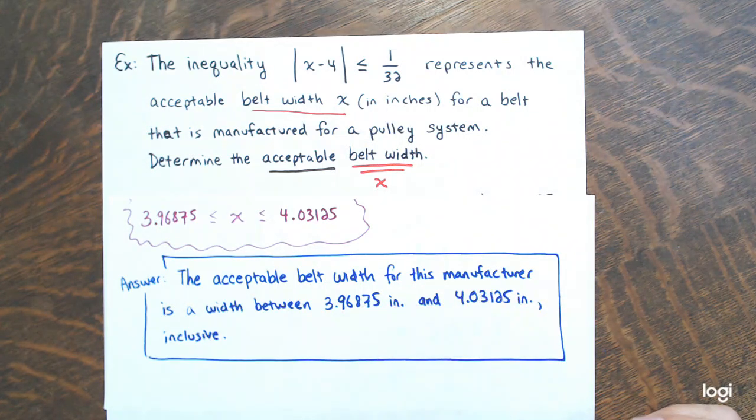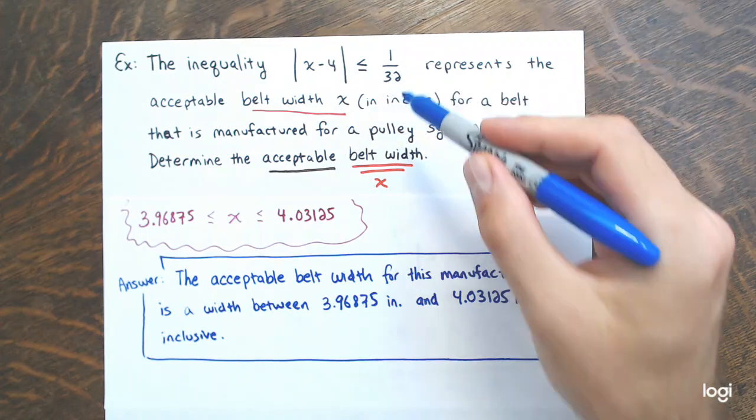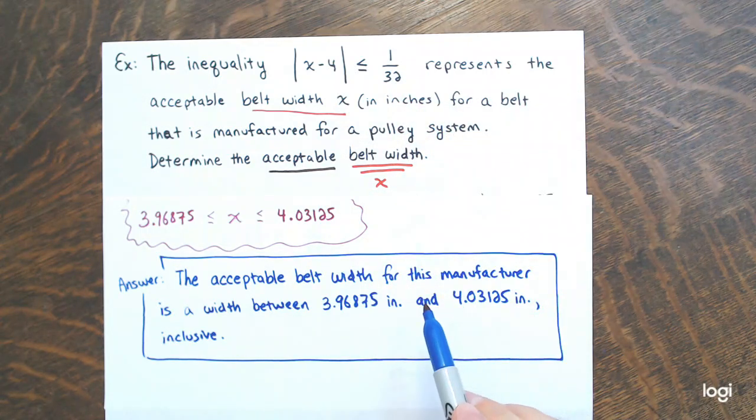The belt, when it comes out of the machine, when it's done being manufactured, has to have a width from this amount of inches to this amount of inches. So the perfect, dead-on middle amount would be 4, right? Exactly between these two. If it was a 4-inch width, that'd be fantastic. But there is some leeway here. There is some tolerance, and the tolerance is 1/32 on both ends. 4 plus 1/32, 4 minus 1/32 of an inch.